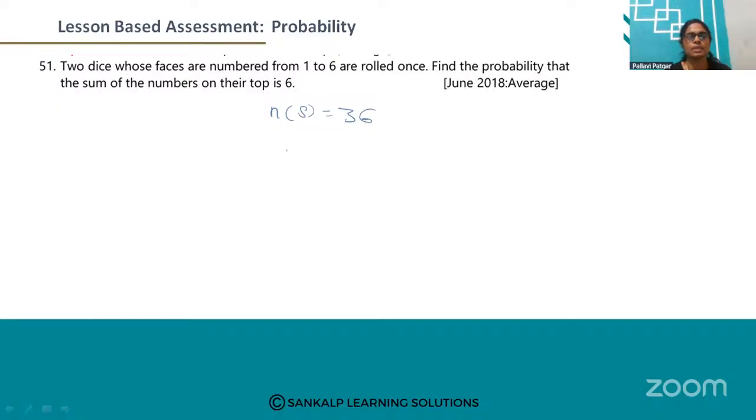So here favorable number of outcomes. The sum should be 6, right? So which ones come: 1 and 5, 2 and 4, 3 and 3, 4 and 2, 5 and 1. So the favorable number of outcomes is 1, 2, 3, 4, 5. So here the probability of the sum of the numbers on their top being 6, P of A, is equal to 5 by 36.